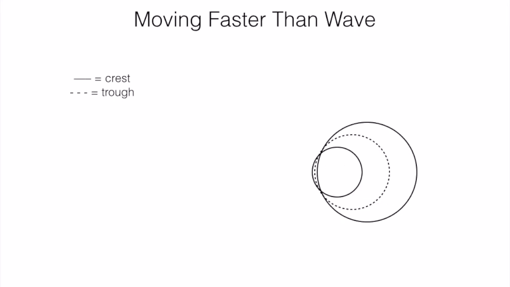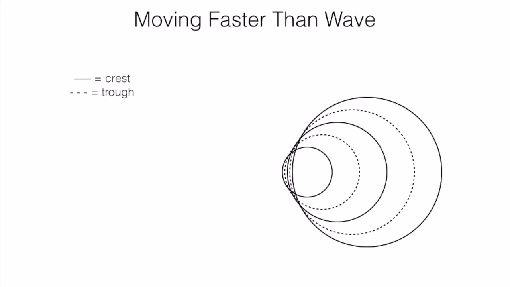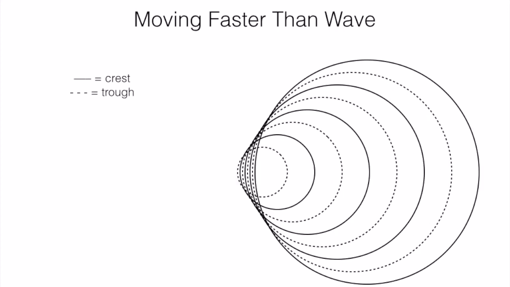Something more interesting happens when the source is moving faster than the waves. The waves create a cone shape with the source.